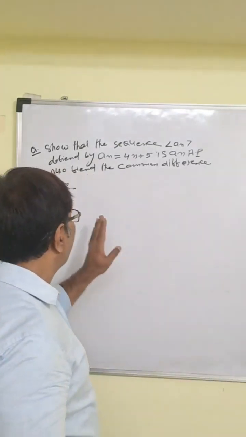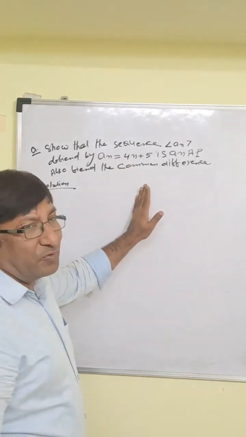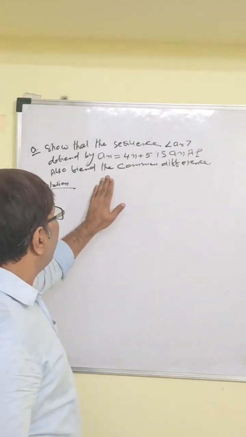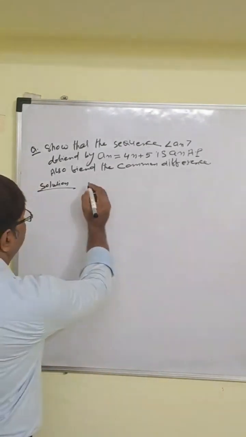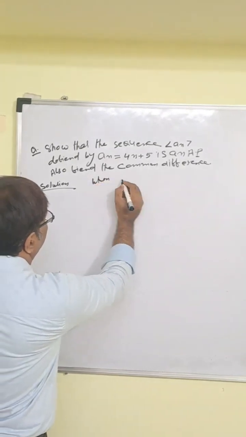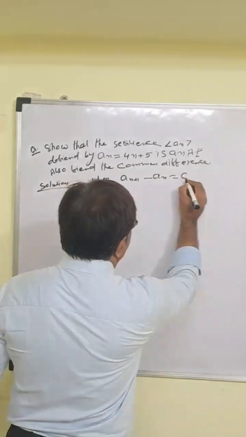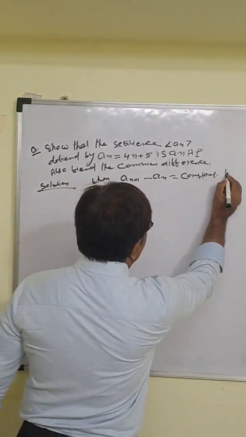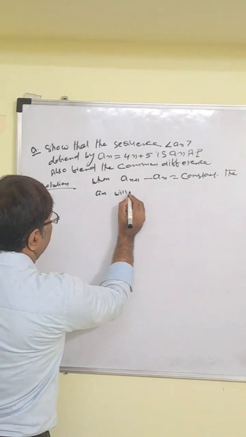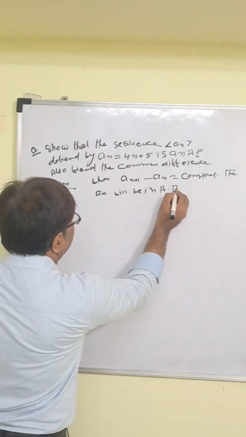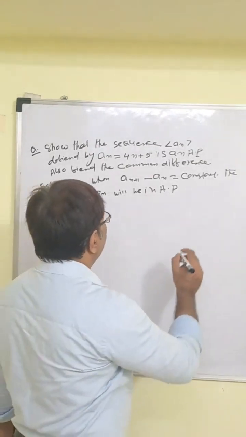See the question. Here the question is: show that the sequence a_n defined by a_n equal to 4n plus 5 is an AP. Also find the common difference. So you know what an AP is? When a_(n+1) minus a_n equals a constant, then the function a_n will be in AP, right? When a_(n+1) minus a_n equals a constant, then a_n will be in AP.